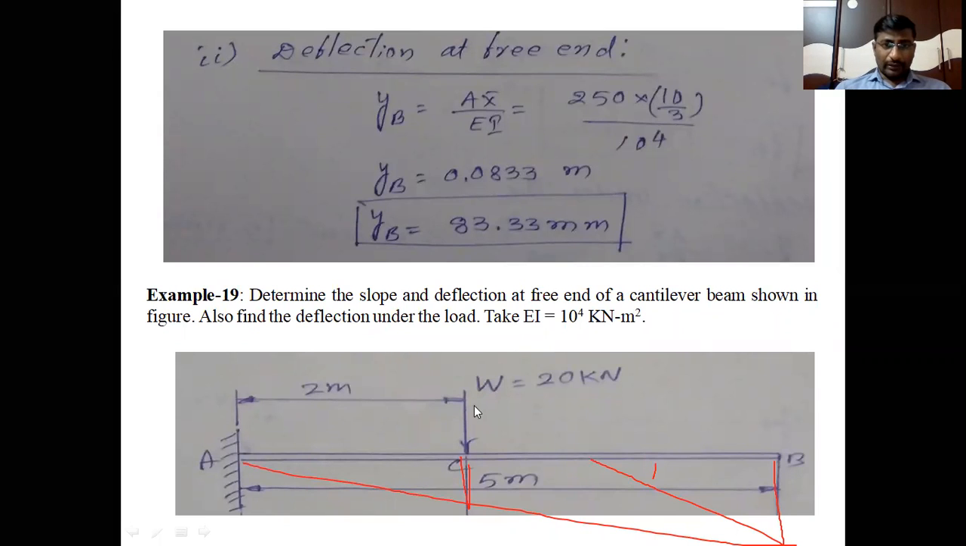When the load is applied on the beam, the load which is acting at a distance of 2 meters from the fixed end, the remaining part of the beam does not bend. If the load is applied at a certain distance, the beam bends up to this point and from this point it is a straight line. It does not bend beyond the load.